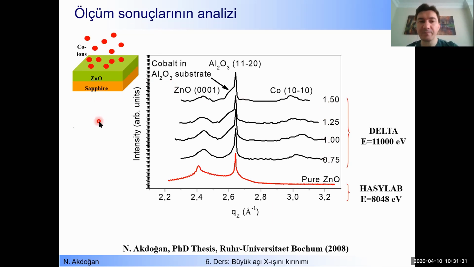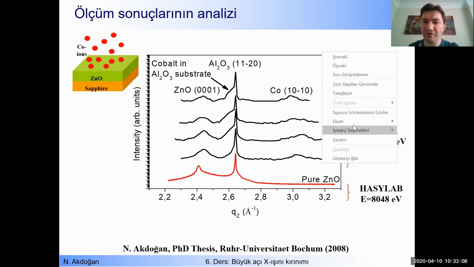So what you see here, we have the zinc oxide peak on the left side, and we have the sapphire peak. Here we have an additional peak, which was absent here. As you increase the number of cobalt ions, again zinc oxide peak, sapphire peak, and this peak here becomes more clear. And as you increase the number of cobalt ions further, finally you get that signal. So what do you see here? We have lots of information here.